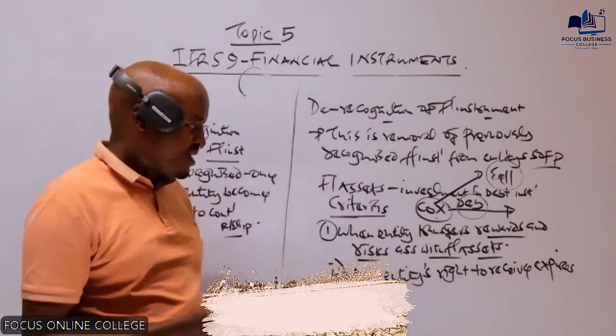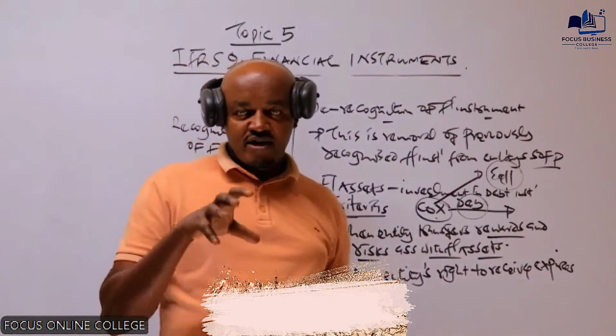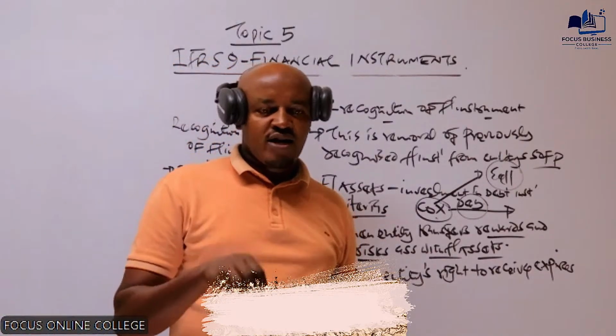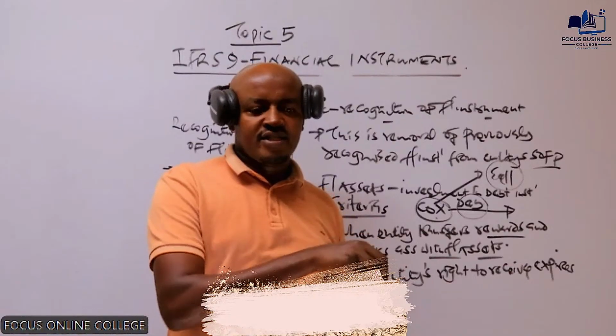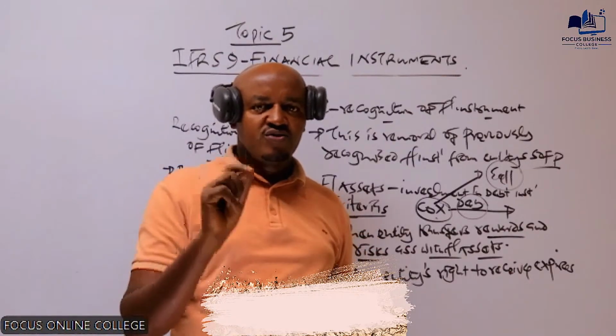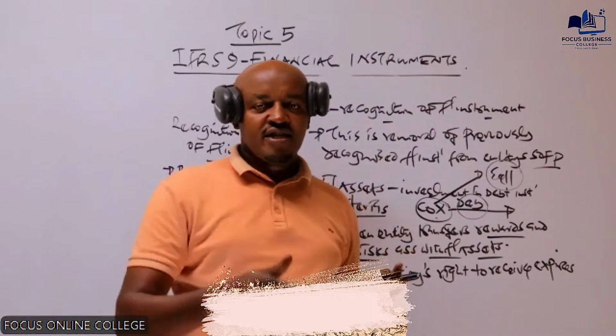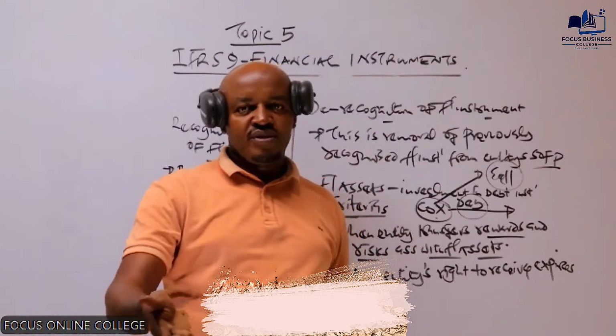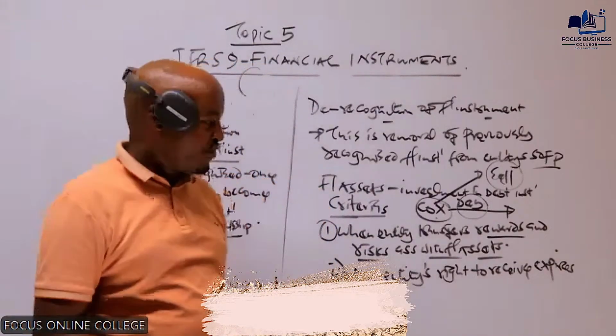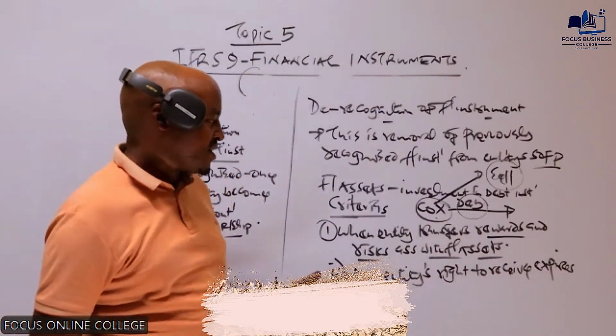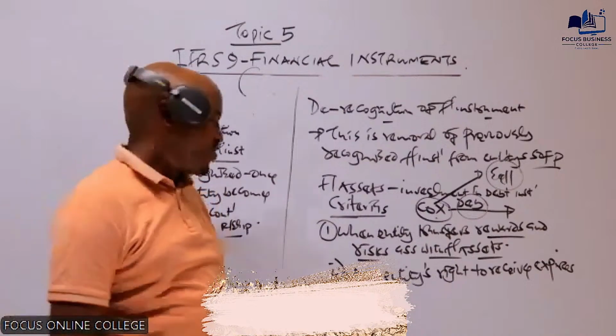So if you're a company and you had shown that as an asset, you cannot continue showing it as an asset simply because your right to receive cash has expired. You have earned interest for the next 2 years, and then at the end of the second year, you have been given back your principal amount. Then there is no way you will continue showing that as an asset in the statement of financial position.